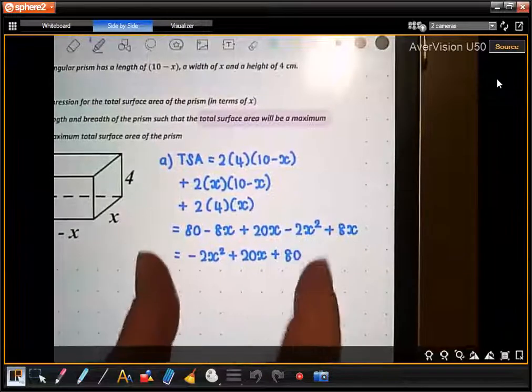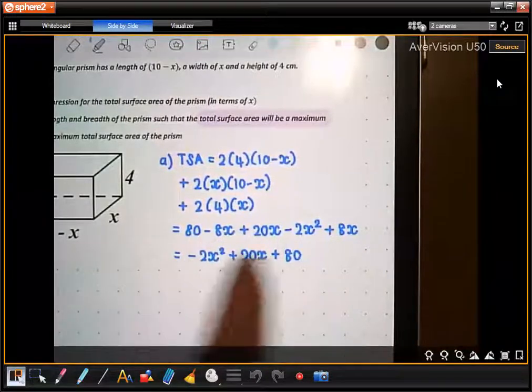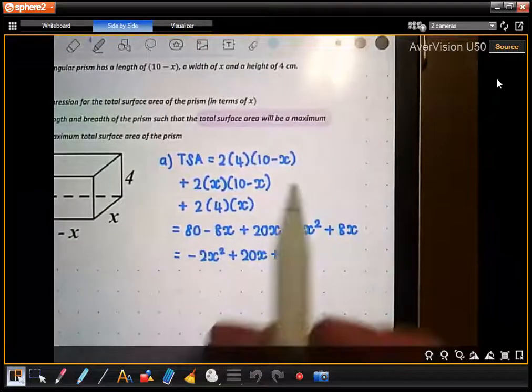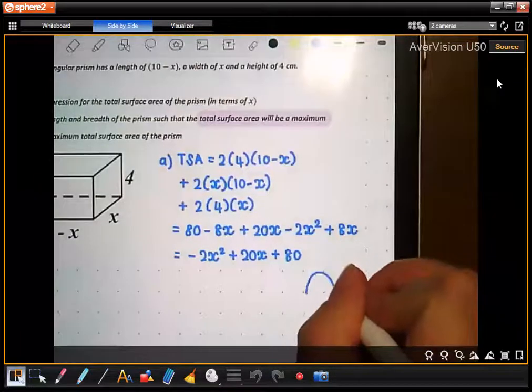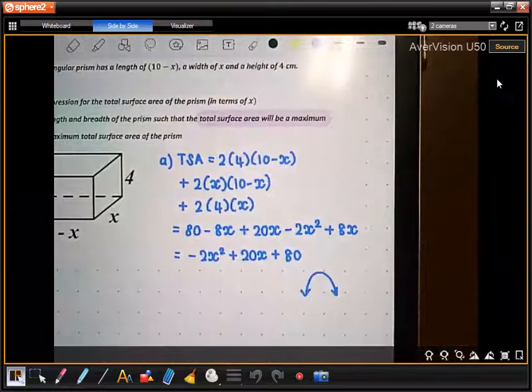And again, what type of expression is this? This is a quadratic, right? Again, this is a downward facing parabola. You have to actually graph that. So how do I find the maximum here? Derivative equal to 0.